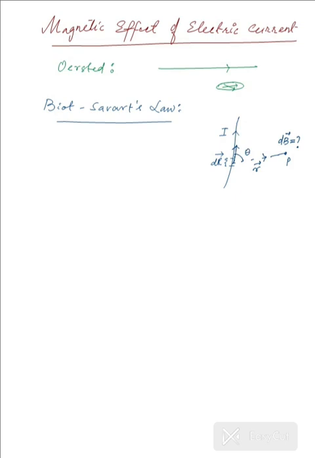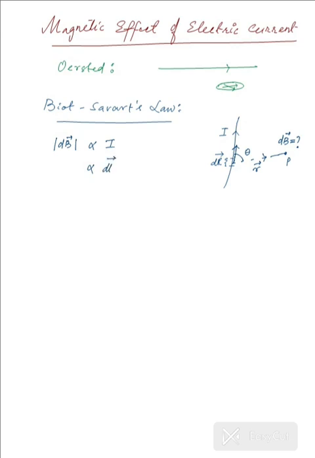So what does Biot-Savart's law state? It states that the magnitude, first of all, we'll consider the magnitude. So the magnitude of the magnetic field intensity at that point, which is lying at a distance of r from the given elementary length dl, will be directly proportional to the amount of current that is flowing through the conductor. The greater the value of current, the greater will be the magnetic field intensity, and it is directly proportional to the elementary length considered.